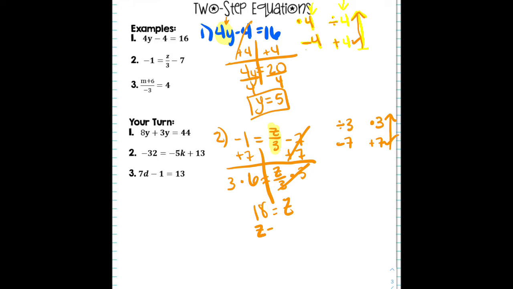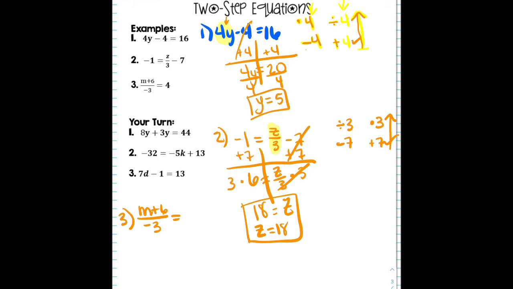One quick thing I do want to point out is that 18 equals z is the same thing as saying z equals 18. Okay, these are the same thing. They're equivalent. All right, number 3, we have, I was looking at the wrong problem there.